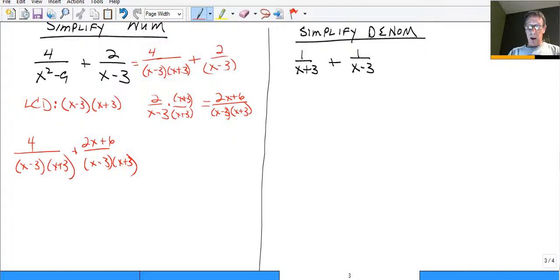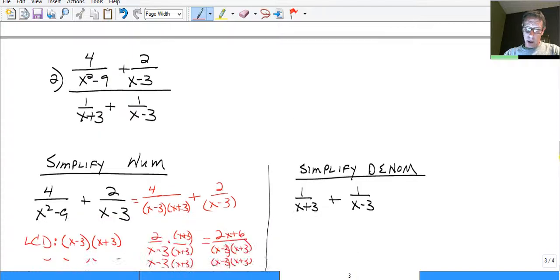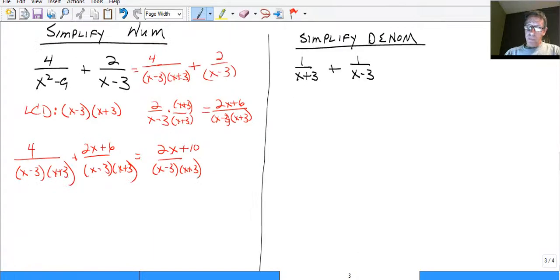Okay, so let's go ahead and add those two together. Now that I have a common denominator, I've got 2x, and I have 4 plus 6, so that's (2x + 10) over (x - 3)(x + 3). Okay, now let's work on the denominator. And the denominator is not too difficult. It has x plus 3 in the first term and x minus 3 in the other term. So that's pretty easy to see.